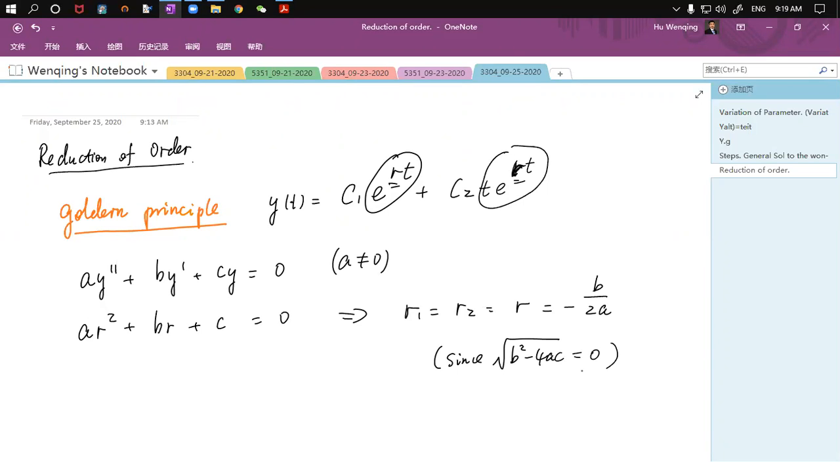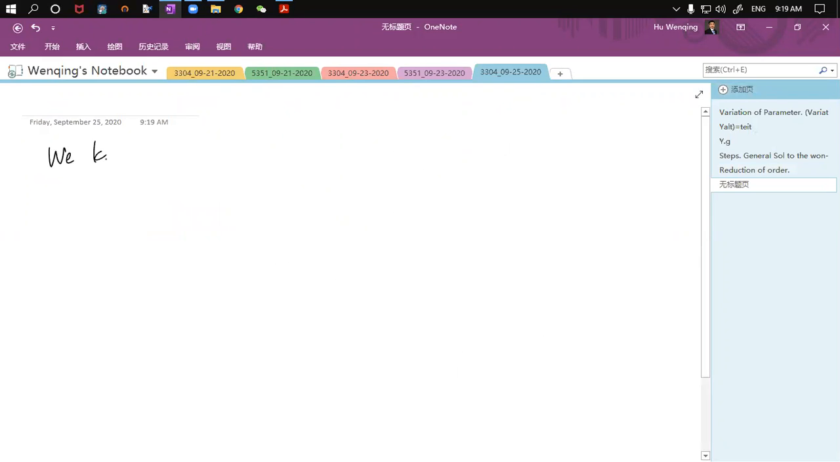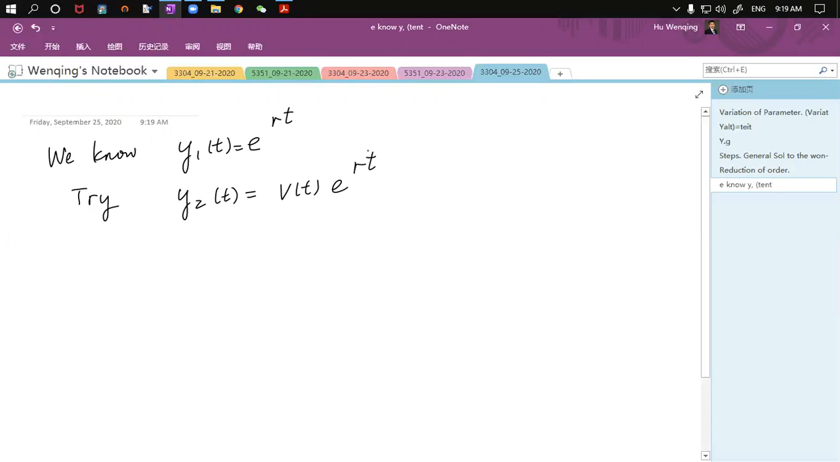As long as you have the common root, we know that one of the solutions is y1(t) = e^(rt). So we know this is a solution, but what about the other solution? Suppose you don't know the golden principle, then you're going to try v(t) multiplied by e^(rt), where v(t) is an unknown function. That's what's called reduction of order.